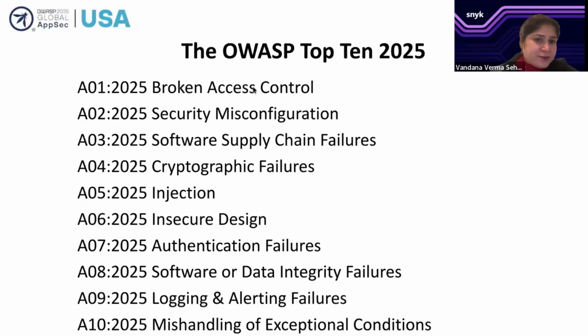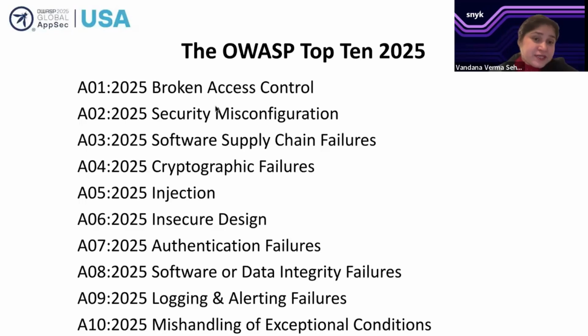The top one, A1, remains the same: broken access control. And the A2 was cryptographic failures. Now here you see that the cryptographic failures still remains as part of the list. We also had injection, which was at A3, and it has come down to A5. We had insecure design that has come down.